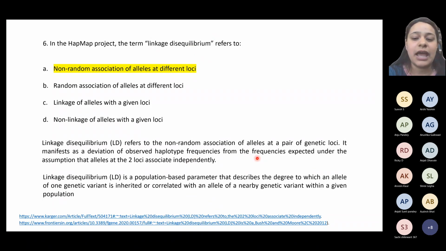That earlier it was expected that alleles at two different loci associate independently. There is no correlation between the alleles at two different loci. But when we actually studied the HapMap project, sometimes there were interactions between such different alleles present at different loci, which gave this new concept, known as linkage disequilibrium.